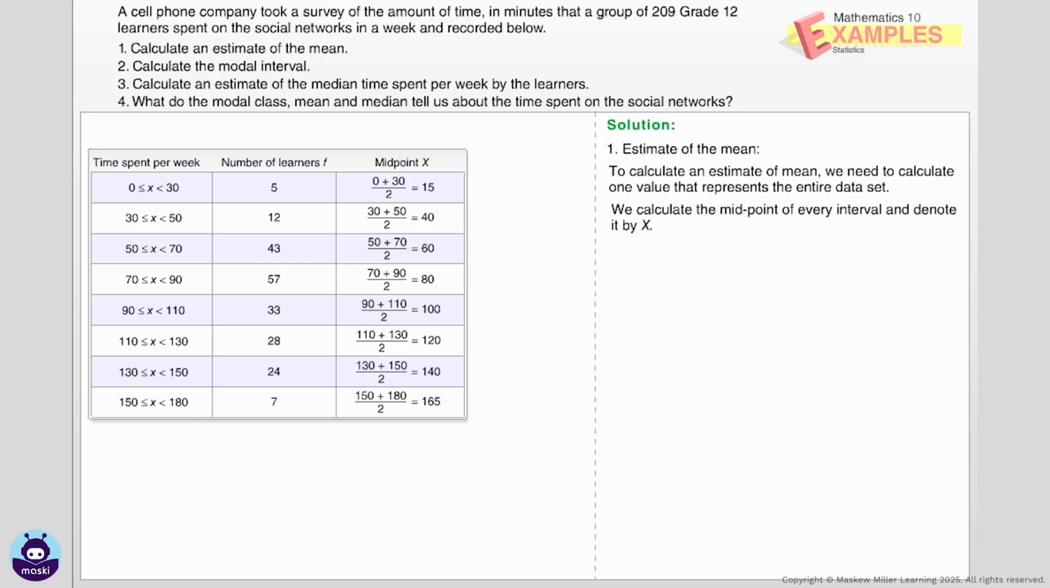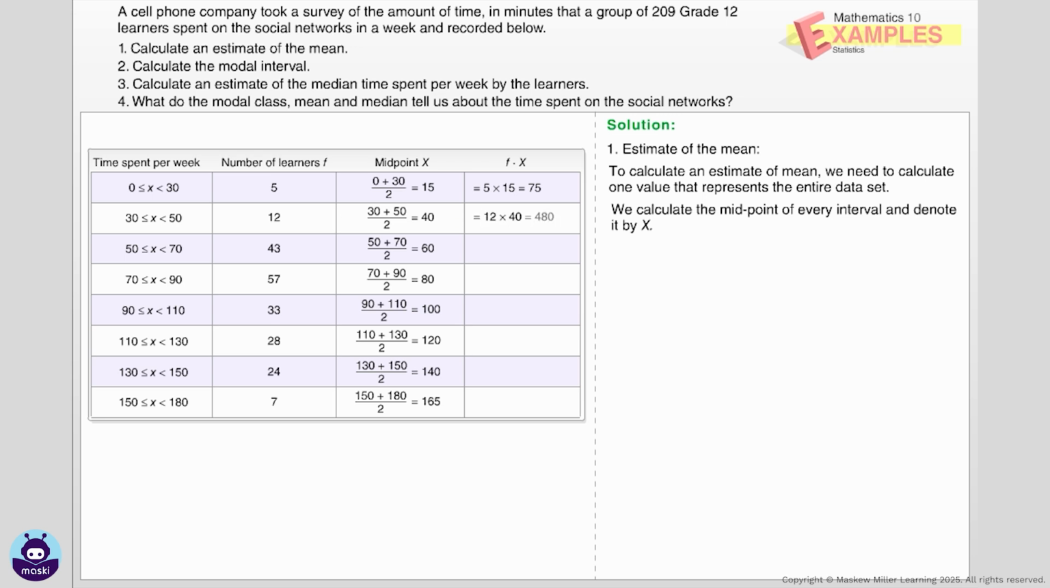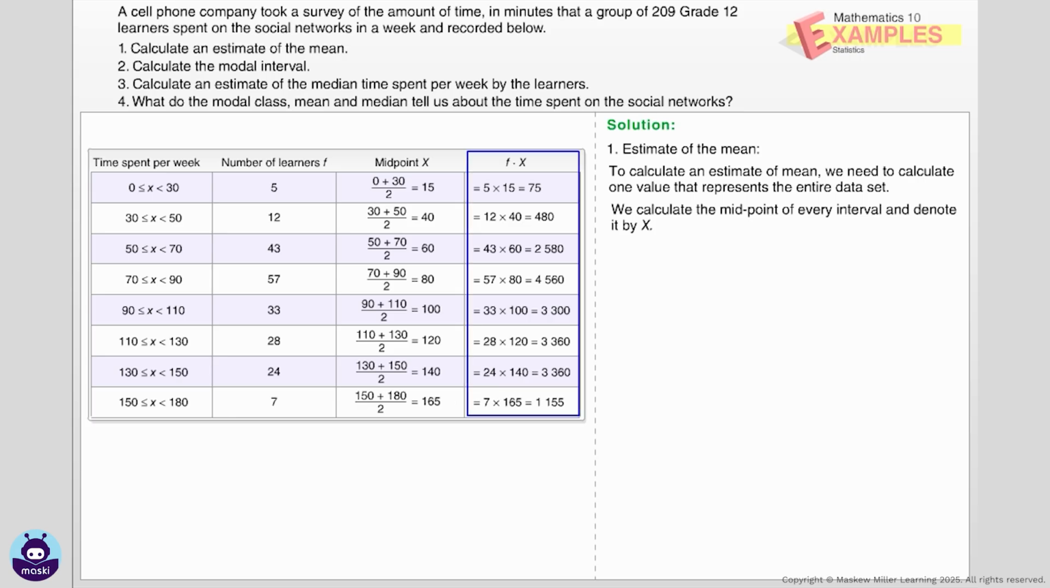We will now determine the product of the midpoint of the class interval and the frequency f. f times x for the first class interval is f times x equals 5 times 15 equals 75. The second value is f times x equals 12 times 40 equals 480. Similarly, the other values can be found. Since we have calculated the f times x values for all the class intervals, we can proceed to estimate the mean for the given table.